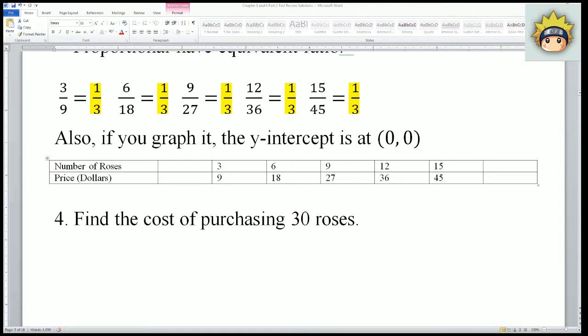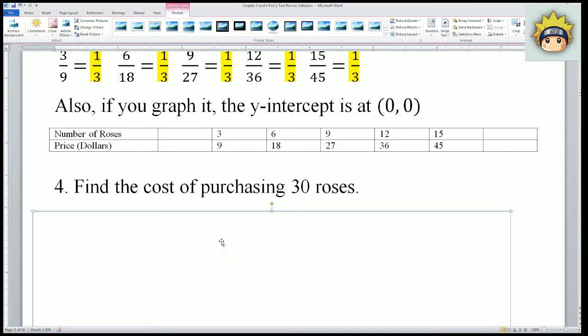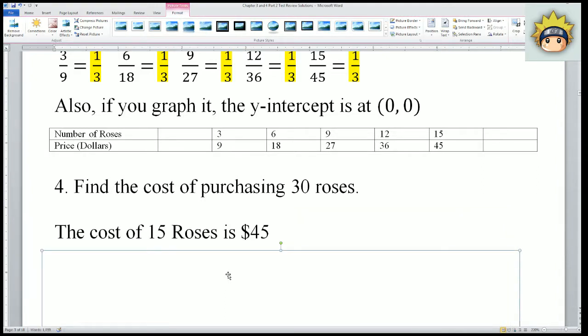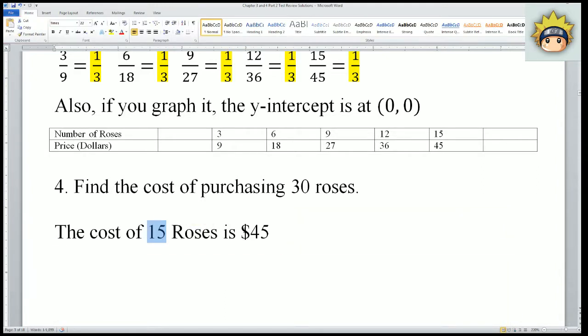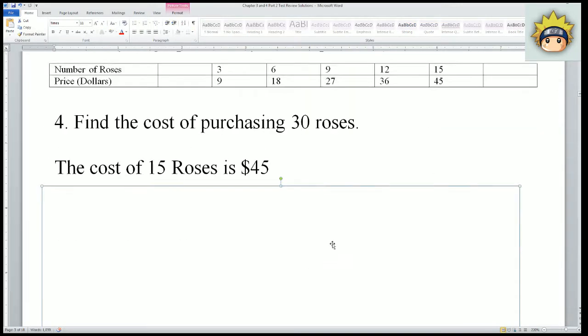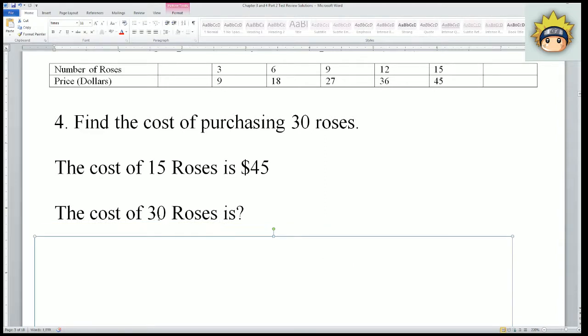It says find the cost of purchasing 30 roses. There are 2 ways to do this, and I'm going to show both ways. There are other ways to do this, but I'm going to show 2 very common ways. First of all, you know that the cost of 15 roses is $45. How do I get that? It's right here. 15 roses is $45. So what is the cost of 30 roses?